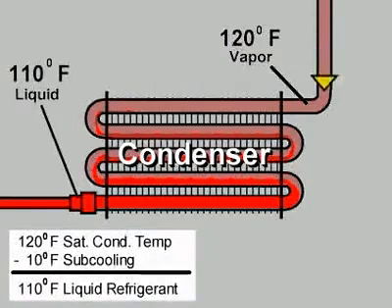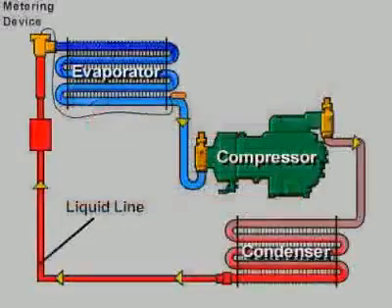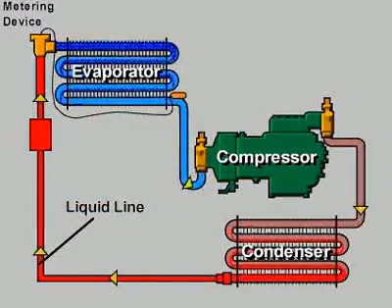By the time it reaches the end of the condenser, all of the refrigerant vapor has condensed to a liquid, and this liquid is cooled an additional 10 degrees below the saturated condensing temperature to 110 degrees before it finally leaves the condenser. This added cooling is called subcooling. The cycle is completed as the liquid refrigerant flows through the liquid line to the metering device.